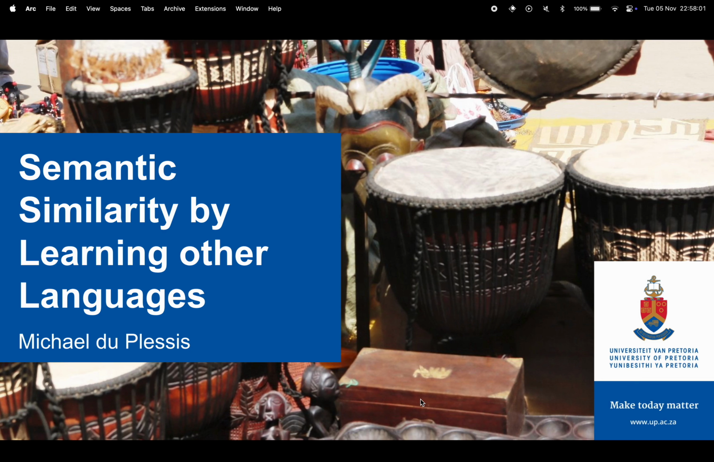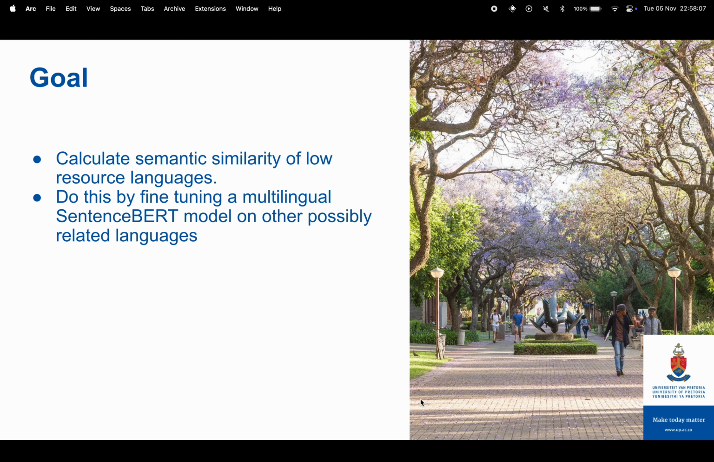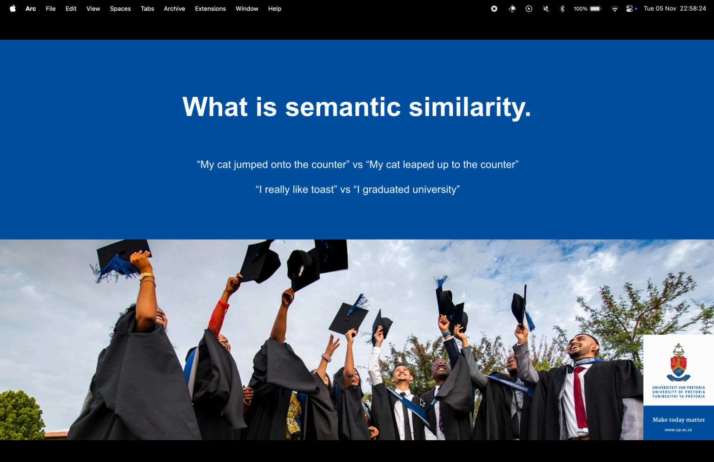Michael Plessis, and I'll be presenting my project on semantic similarity by learning from other languages. The goal of this is to calculate the similarity of low resource languages and other languages. And I'll be doing this by fine-tuning a SentenceBERT model on other possibly related languages. And I'll get more into what that means. But first, what is semantic similarity?